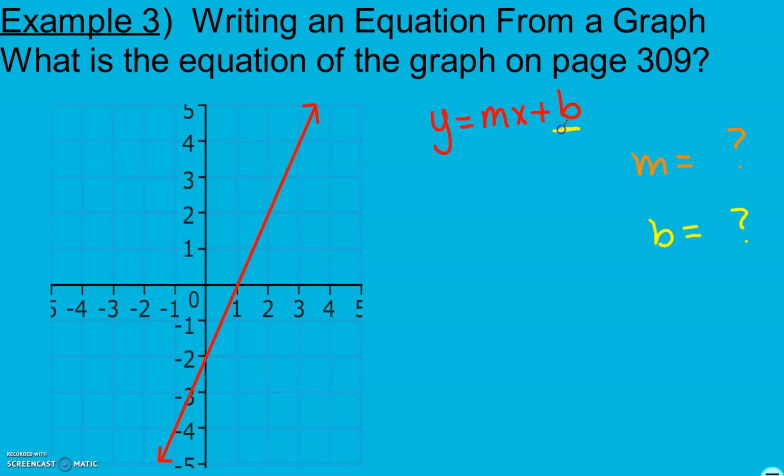Those are the pieces of my formula that I have to plug in, because again, my framework is y equals something times x plus b. My y-intercept is where I cross the y-axis, and remember, this is my y-axis. I cross at -2, so b is going to be -2. It's where I begin.